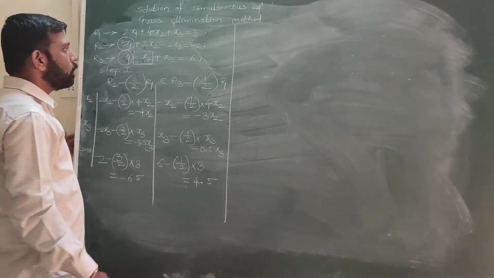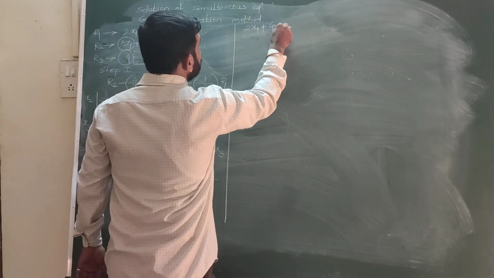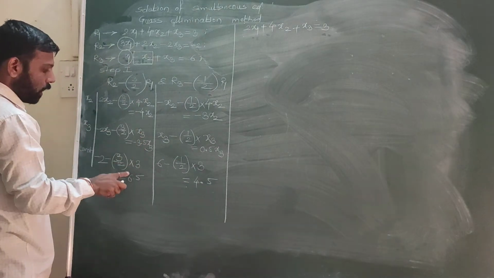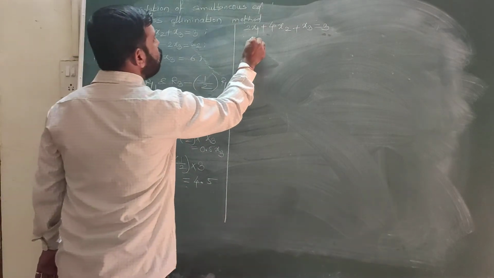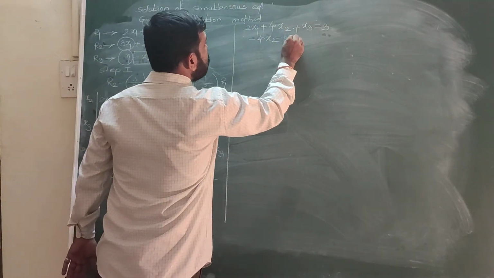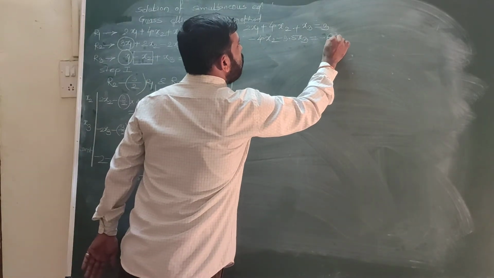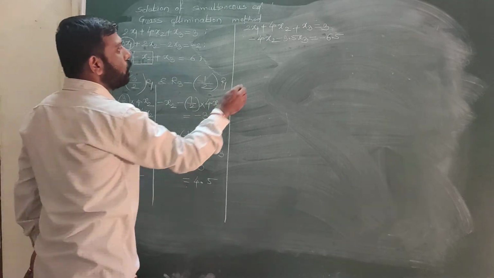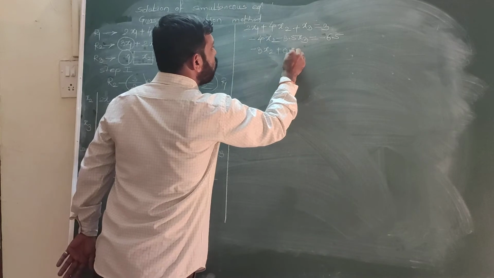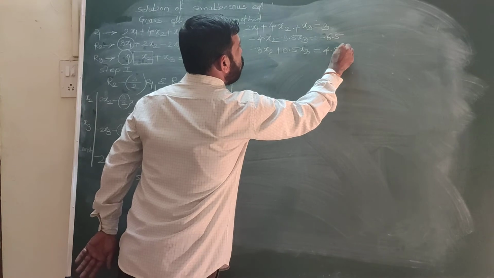We got change in the second and third equations. So the first equation remains the same. The new second equation: minus 4x2 minus 3.5 x3 and the constant is minus 6.5. Third equation: minus 3x2 plus 0.5 x3 which equals 4.5.